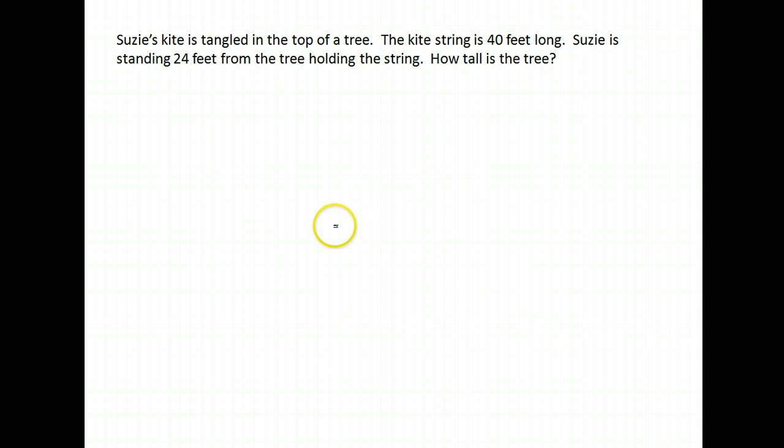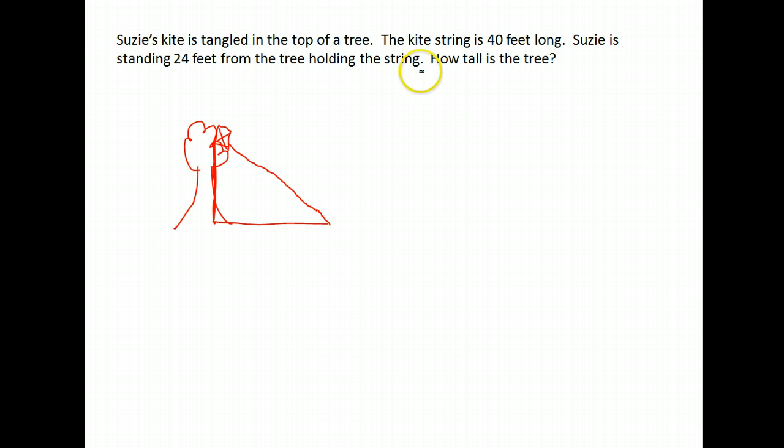Okay, one more example. Susie's kite is tangled in the top of a tree. The kite string is 40 feet long, and Susie is standing 24 feet from the tree holding the string. How tall is the tree? All right, well, we've got a tree here. Susie has got her kite stuck in the top of that tree, and she's standing on the ground holding that kite string. The tree, we're assuming, is perpendicular to the ground in this question.